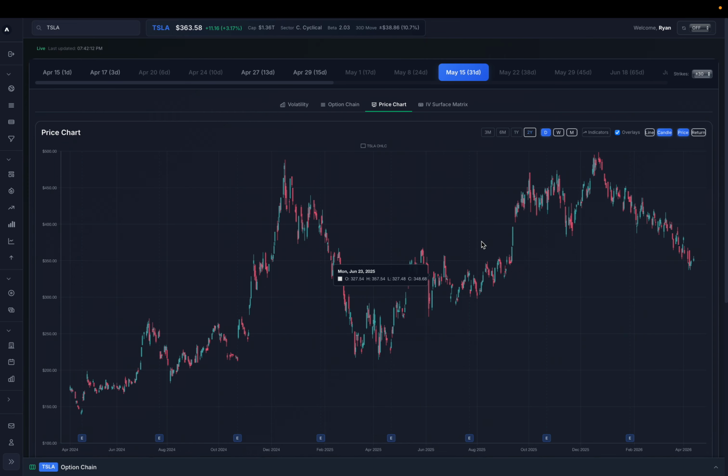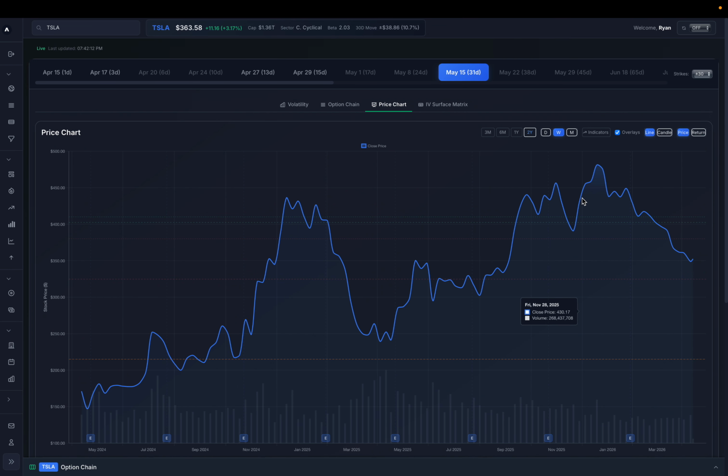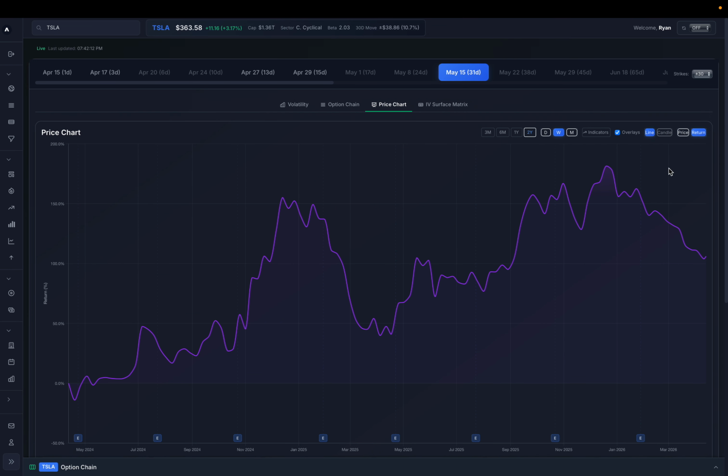You can stretch that across 2 years, and you can show that at daily level if you want. You can show it at weekly level. If you want it to be a line chart, you can. Or if you want to just see the percentage return across the given time frame, you can also see that as well.